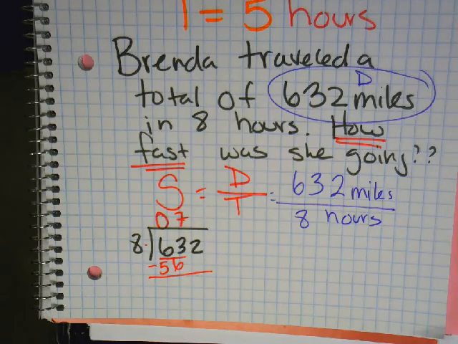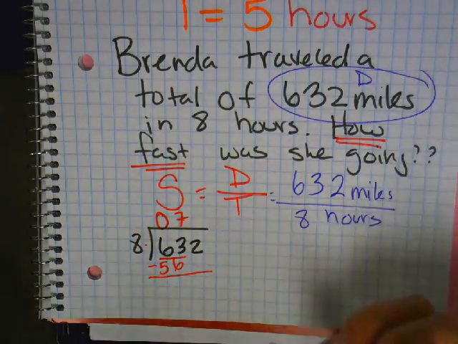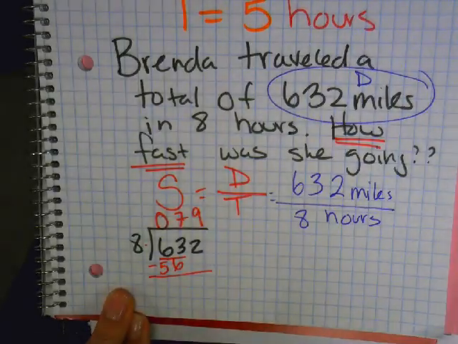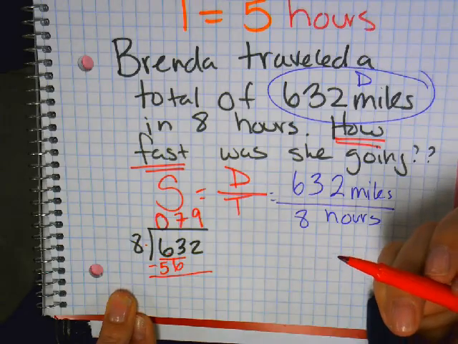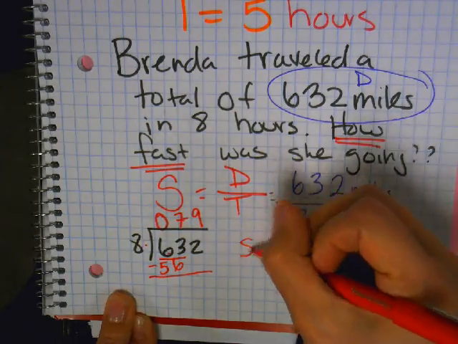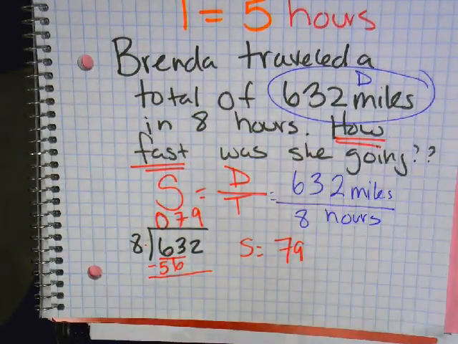Yes, it's 79. 79, very good. 8 doesn't go into 6, so that should be a 0. So my speed is 79.